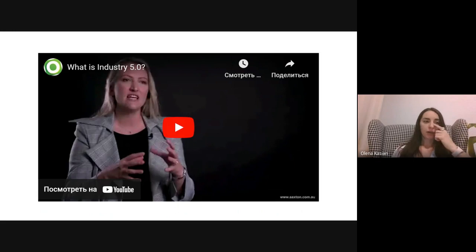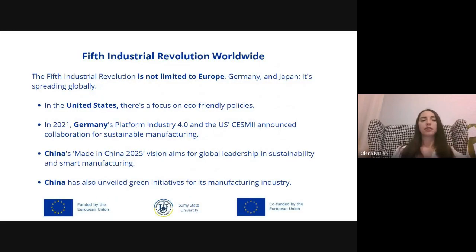Okay, so key technologies. Before we go there, let's stop here a bit. Key technologies, important concepts in the fifth industrial revolution include human-centeredness and also sustainability, as we just mentioned.